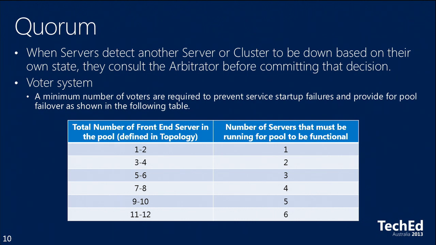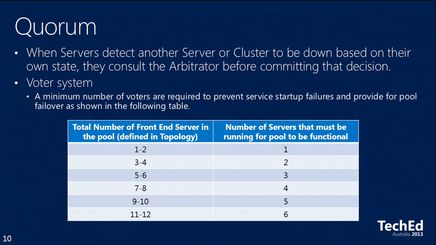On the table here, it's a little bit confusing because we're showing both even and odd numbers. In this case, if we have an even number of nodes in the pool, we use the SQL backend to be the arbitrator or the tiebreaker. So we always have an odd number for declaring quorum. So if we have 4 nodes in the pool, we add the 5th as SQL.